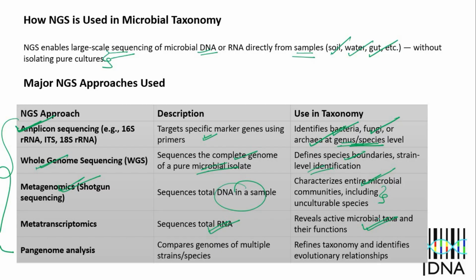Okay, because we sequence the RNA. RNA is responsible for the expression of your genes. Now, pangenomics analysis means comparing the genomes of multiple strains or species. That is very helpful for refining the taxonomy and identifying the evolutionary relationships.